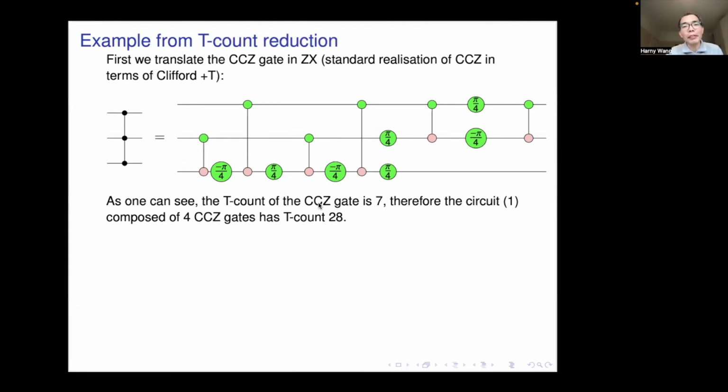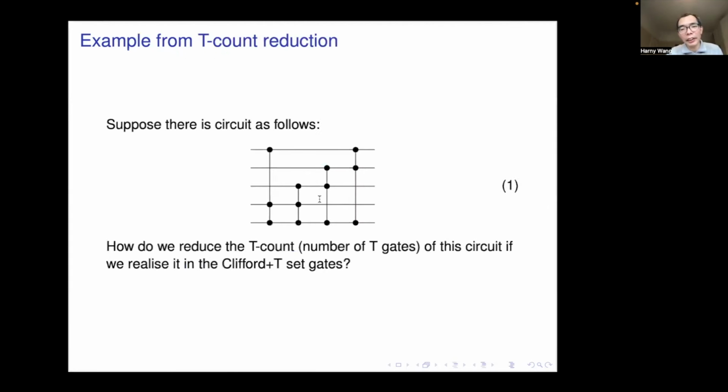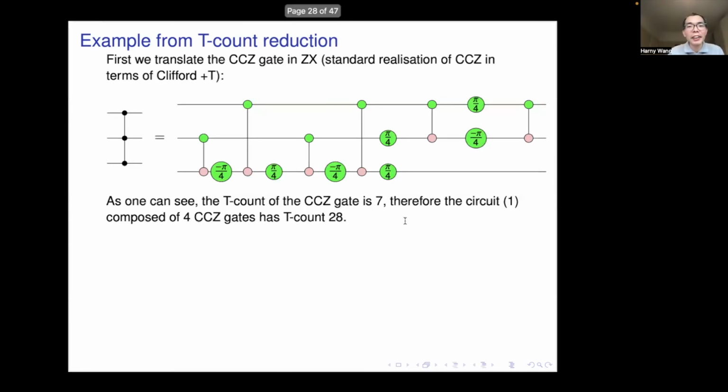By the way, if you just look at the quantum gates and realize this circuit in Clifford plus T gates, how do you do the simplification? You can think about it. It's not a trivial thing, right? So how could ZX help here?